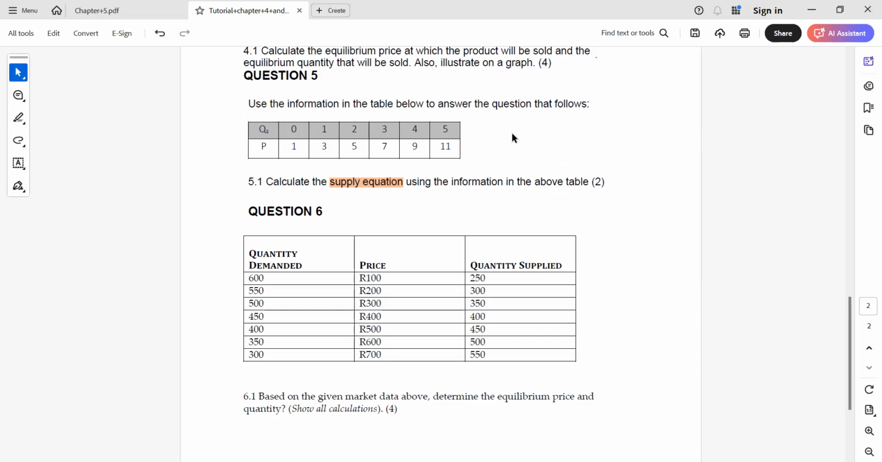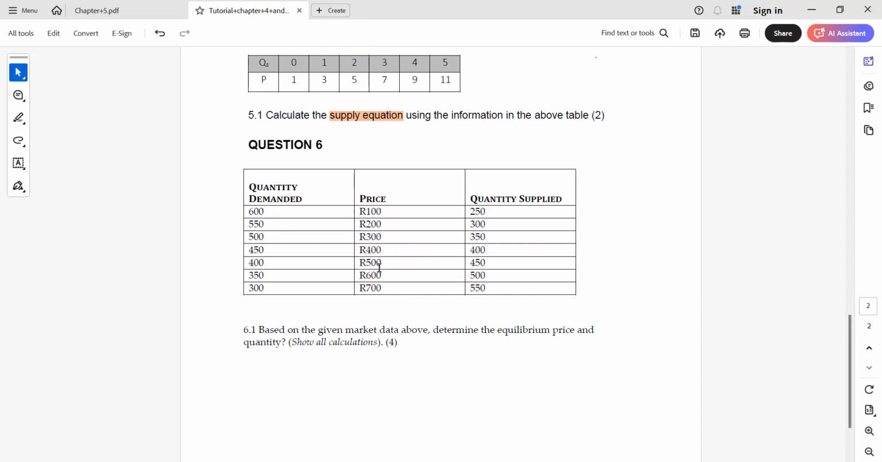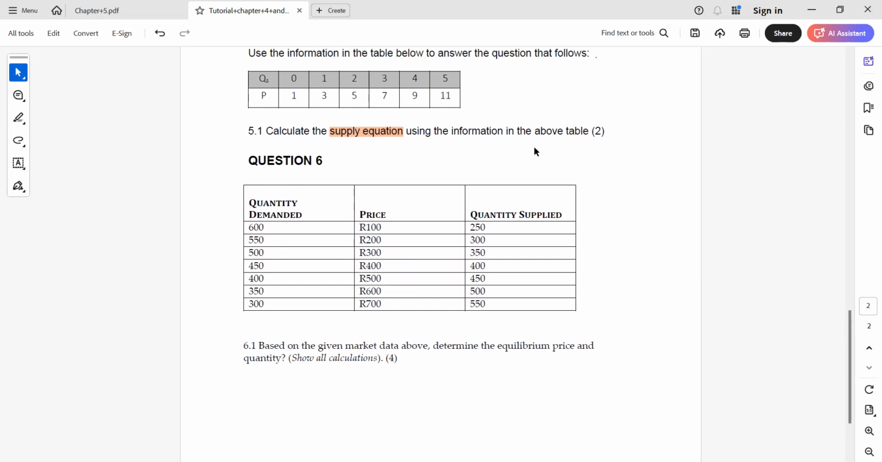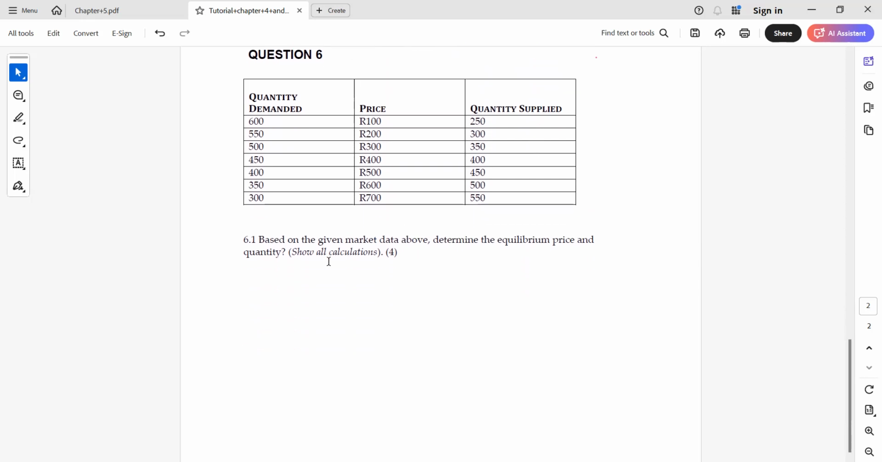So now we're going to question 6. Based on the given market data above, determine the equilibrium price and quantity, show all calculations. So here we have to determine the equilibrium price and the equilibrium quantity. By just looking at this like this, we cannot find the equilibrium price and quantity.